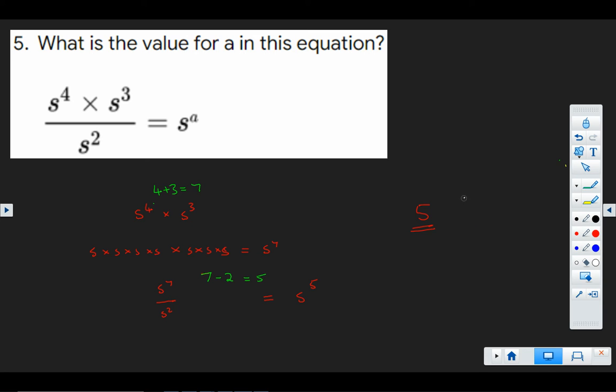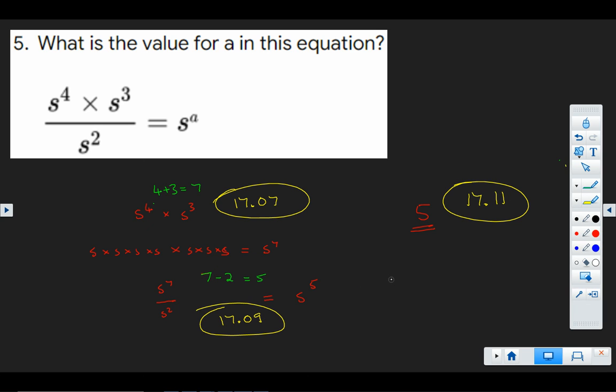Now the nugget to go and practice here is 17.11, which is mixed problems of this nature. You may want to go and practice this part of the problem here, which is 17.07, or this part of the problem here, which is 17.09. If you've still got problems with this type of question, then please ask your teacher, and the same with all the other questions.